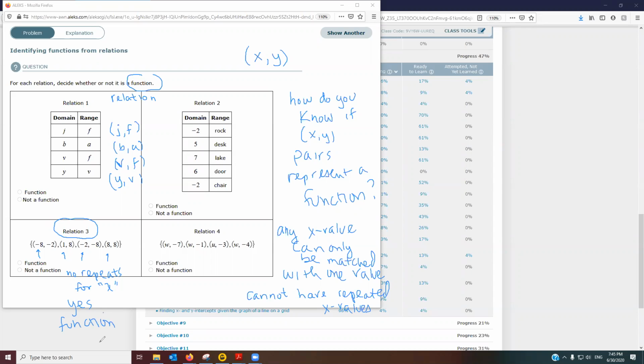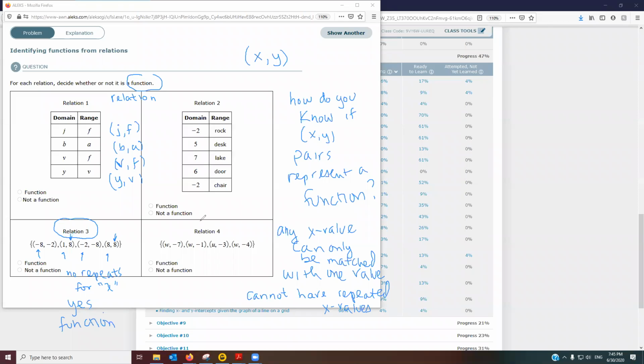By the way, you don't look at the Y values. Notice the Y values, there is a repeat. There's an 8 and an 8. But the Y value has nothing to do with determining if it's a function. You only look at the first element, the X value, so to speak.